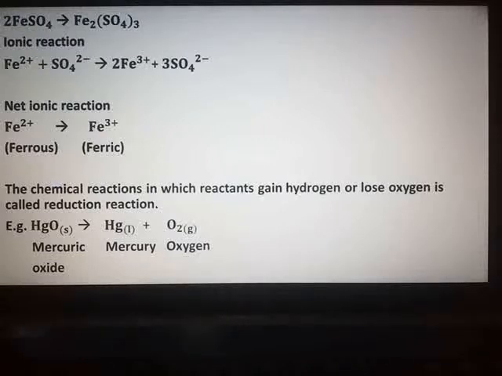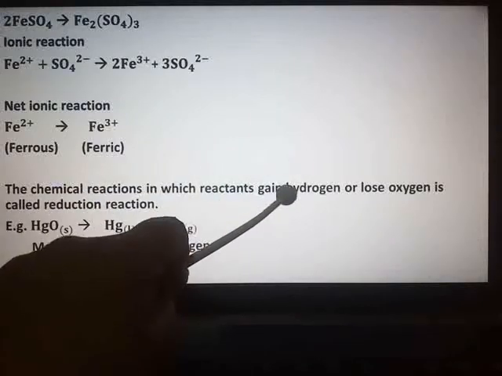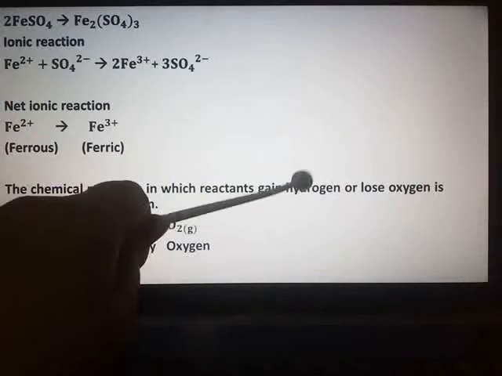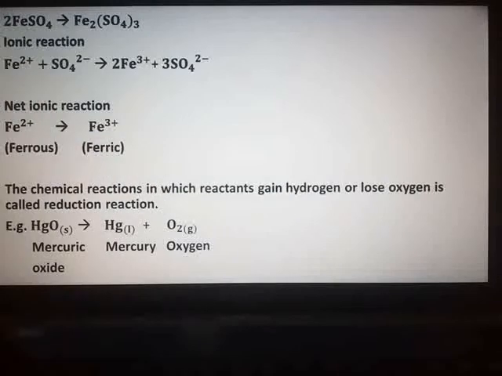Our next reaction is reduction, exactly the opposite of oxidation. So the chemical reactions in which reactants gain hydrogen or lose oxygen are called reduction reactions. For oxidation, reactants gain oxygen or lose hydrogen. Here it is exactly vice versa. An example is mercuric oxide, that is HgO. It forms Hg, mercury, plus O2. So here oxygen is lost from the reactant side. Such an example you call a reduction reaction. The next is redox.